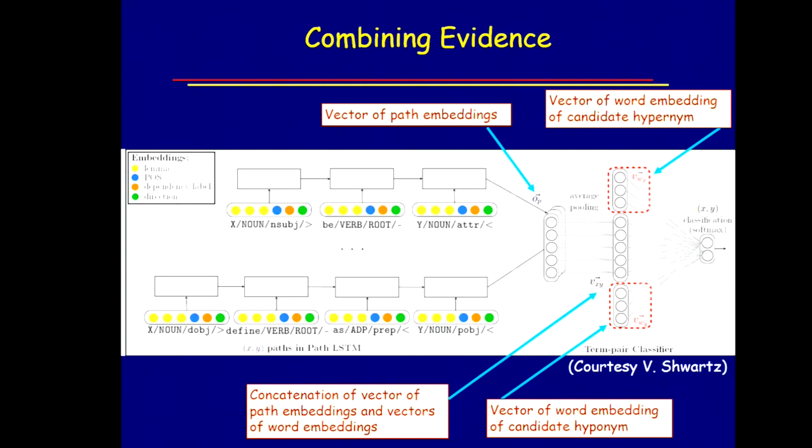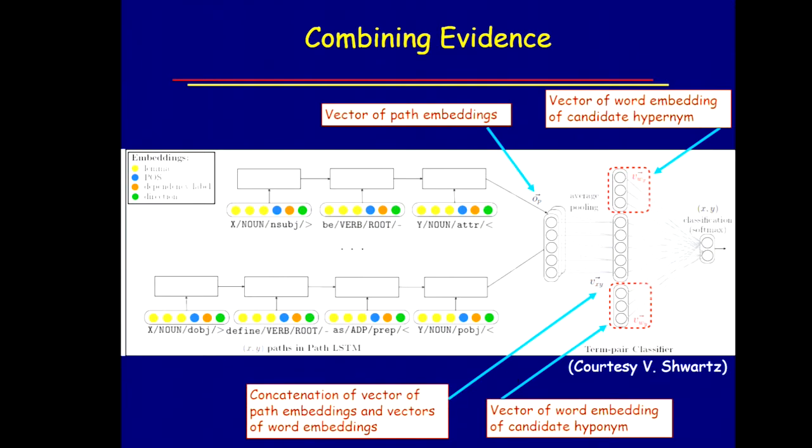But in addition to that, you have those areas surrounded by a dotted red line. This is the distributional evidence. Those vectors are really vectors of embeddings for the hyponym, the candidate hyponym in the pair, and for the candidate hypernym in the pair. And what they do is they simply concatenate those vectors to this existing vector of path embeddings, and this is how they merge the evidence. They put the evidence together.